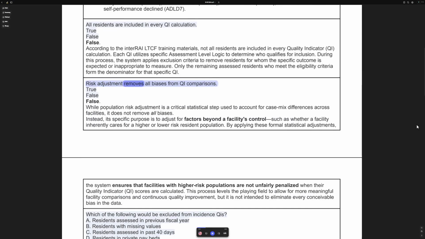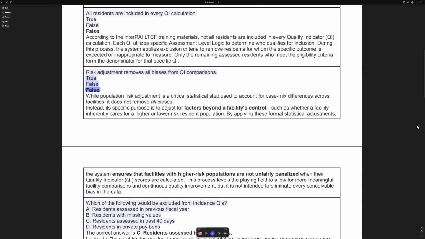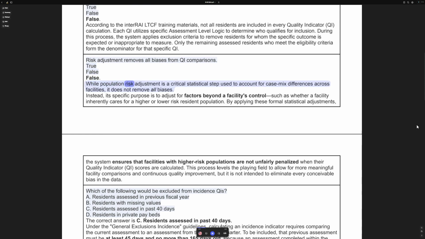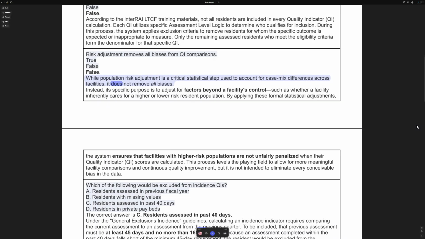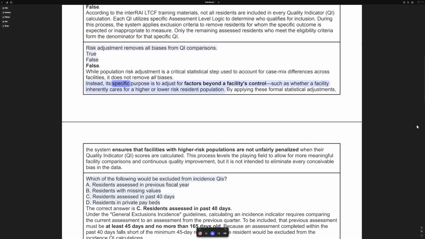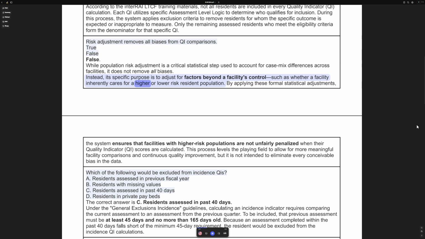Risk adjustment removes all biases from CHI comparisons. True, false, false. While population risk adjustment is a critical statistical step used to account for case mix differences across facilities, it does not remove all biases. Instead, its specific purpose is to adjust for factors beyond a facility's control, such as whether a facility inherently cares for a higher or lower risk resident population.